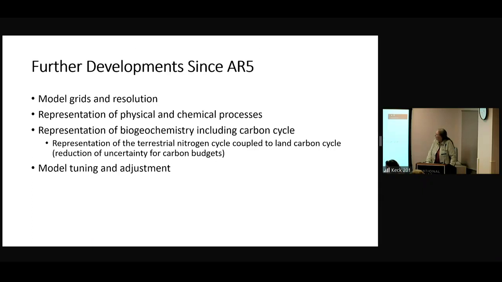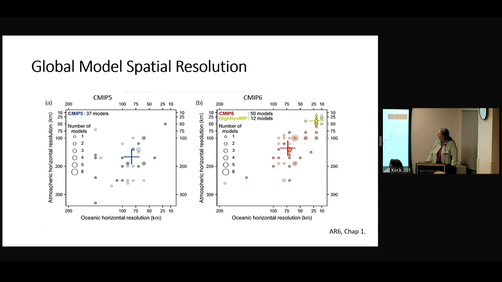Next. So here's further development since AR5. I've just made a list of this. Of course, model grids and resolutions continue to increase. The representation of physical and chemical processes, representation of the biogeochemistry, including carbon cycle, and representation of the terrestrial nitrogen cycle coupled to land carbon cycle, which does result in a reduction of uncertainty for carbon budgets. And then further work on model tuning and adjustment.